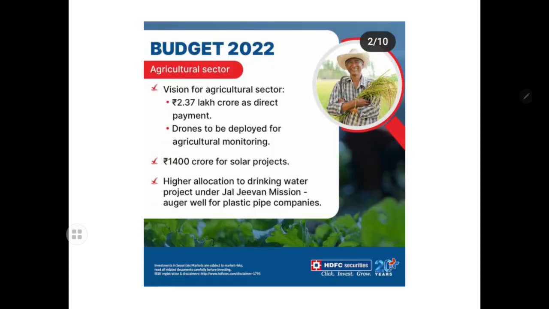logistics are the key areas of focus in the budget, and also energy and storage infrastructure. Let's change. Now we come to the agricultural sector. They have 2.87 lakh crore as direct payments, drones to be employed for agricultural monitoring.